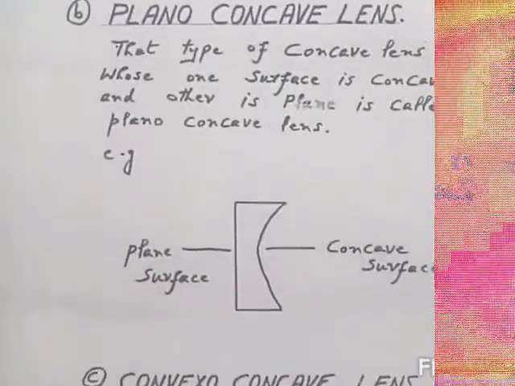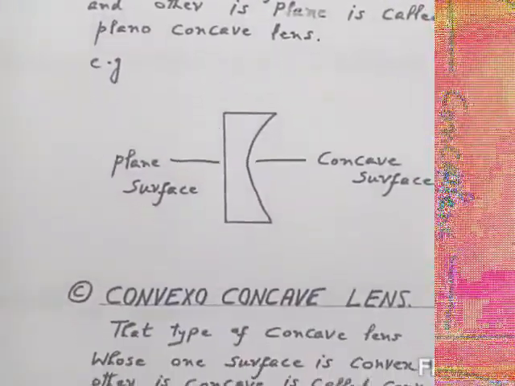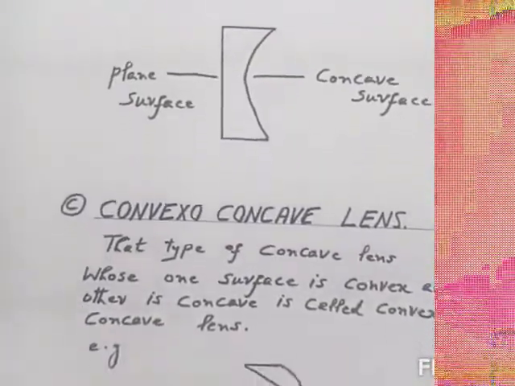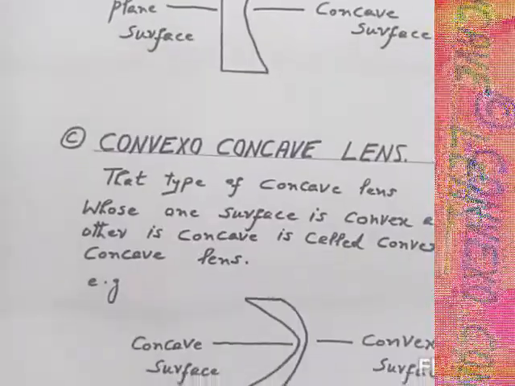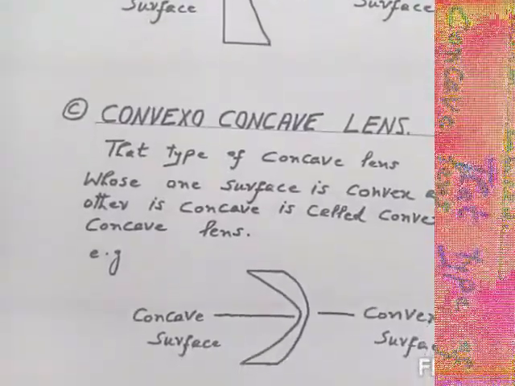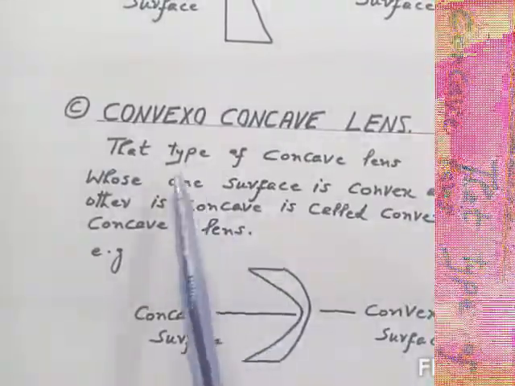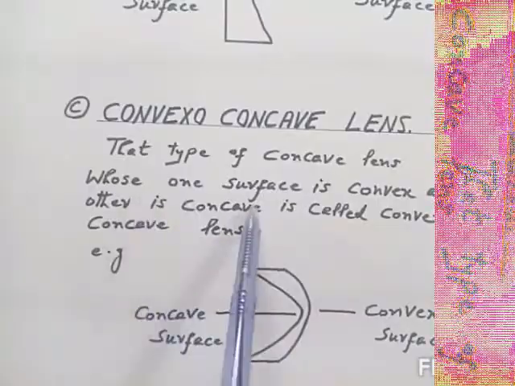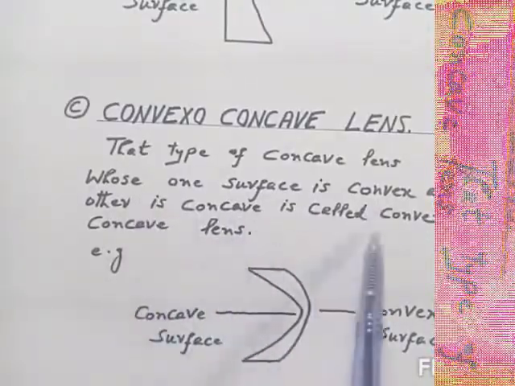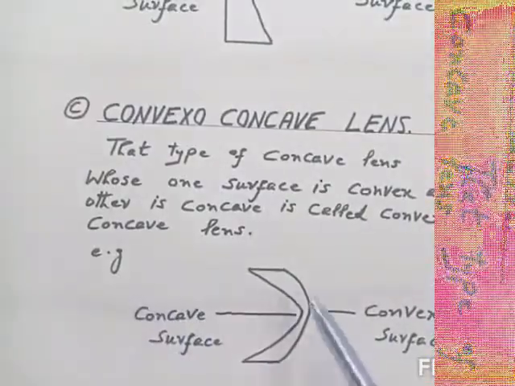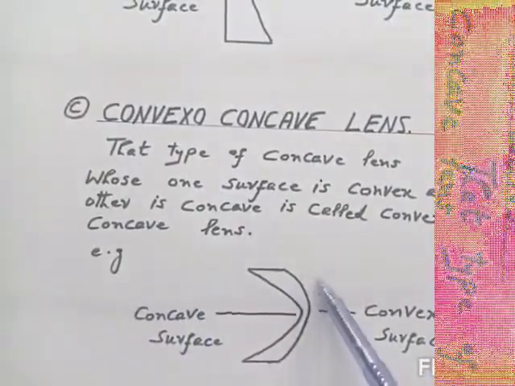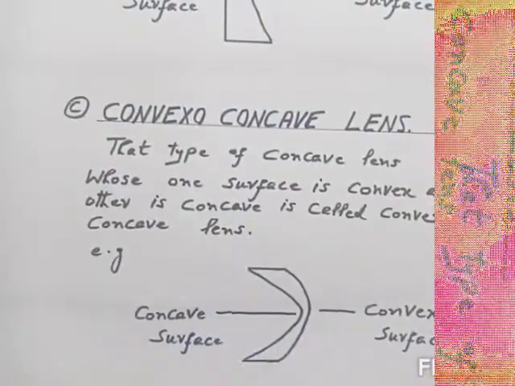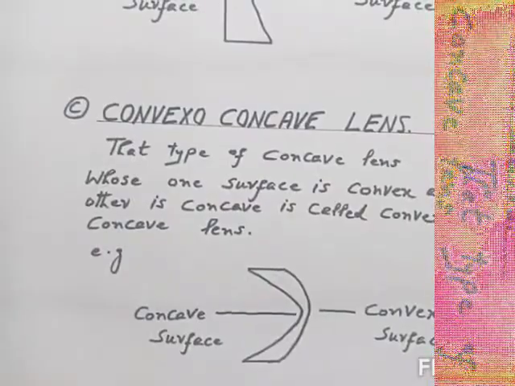Then we have the third type of concave lens, which is called convexo-concave lens. That type of concave lens whose one surface is convex and other is concave is called a convexo-concave lens. Now this is a convexo-concave lens. One surface is convex and the other surface is concave. This is the third type of concave lens.